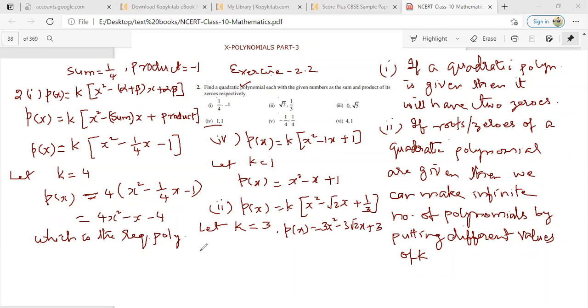Similarly, in fifth, sixth, we will put k is equal to 1, and in fifth, we have to substitute k is equal to 4 because 1 by 4 is coming. So Px is equal to k into x square minus 1 by 4 x plus 1 by 4, and let k is equal to 4.